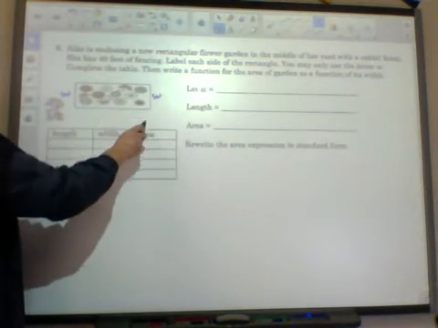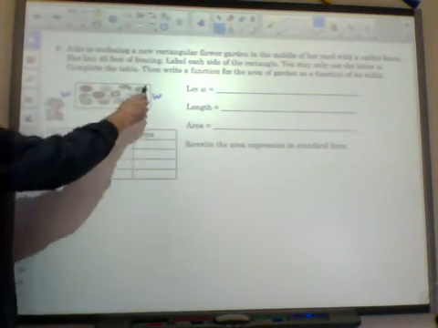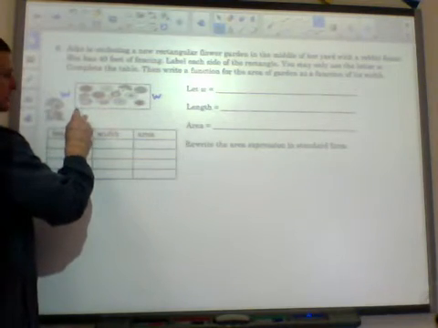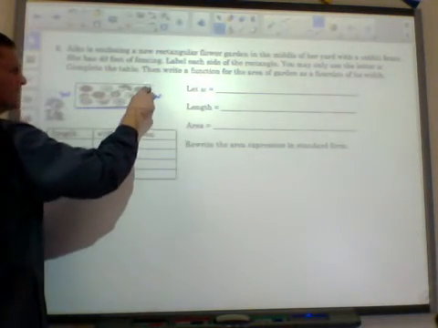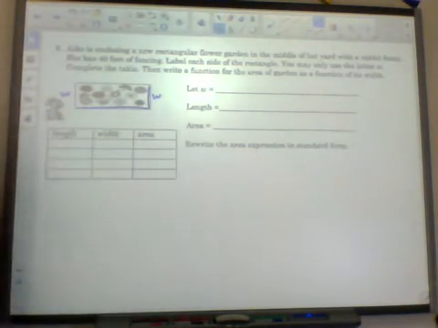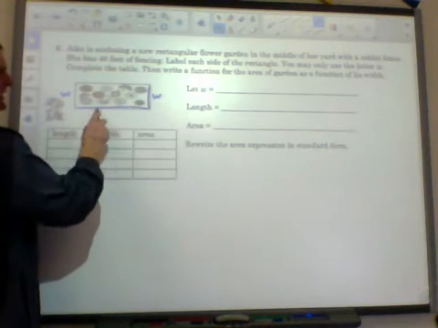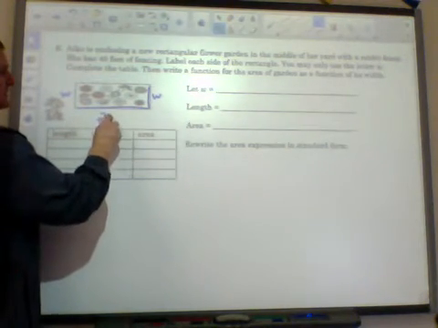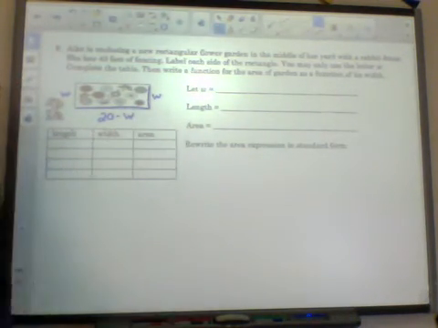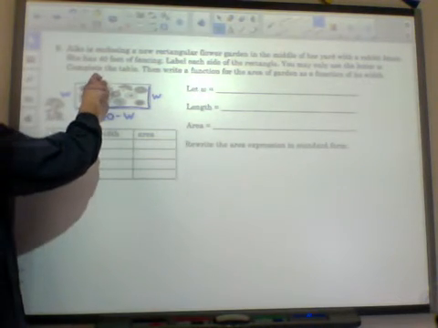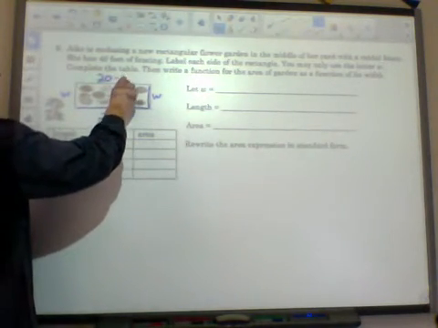length and width have to add up to half that fencing, right? Because we learned last week that a single length and a single width make up half the rectangle. So half of 40 is 20. So if I know that W and this length have to add up to 20, that means this is going to be 20 minus W. Then the bottom and the top will both be 20 minus W.